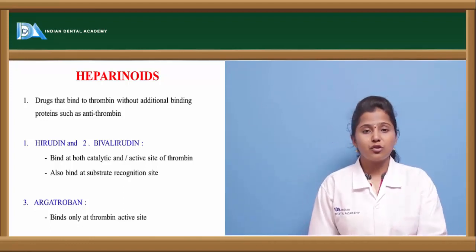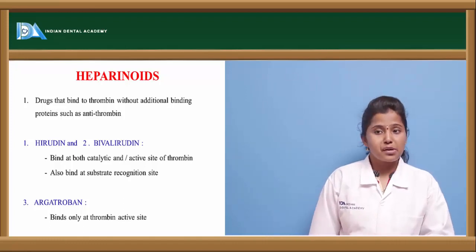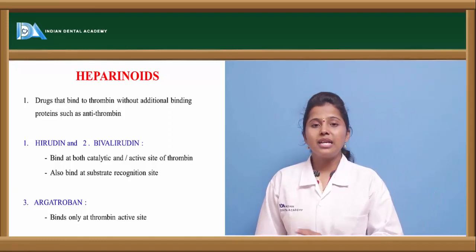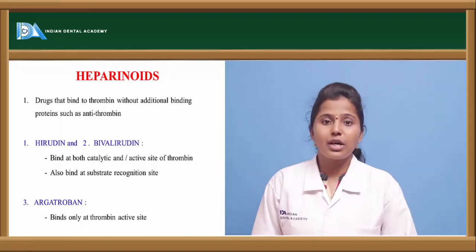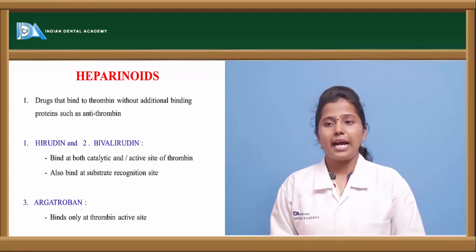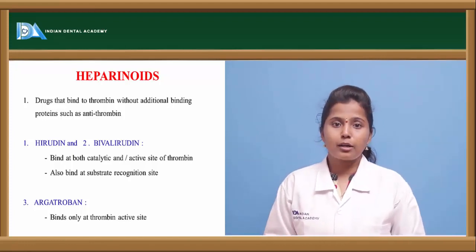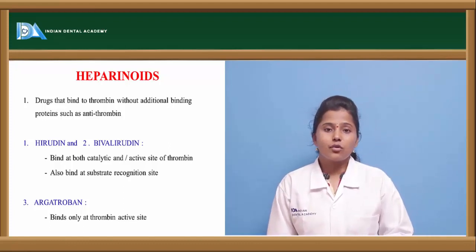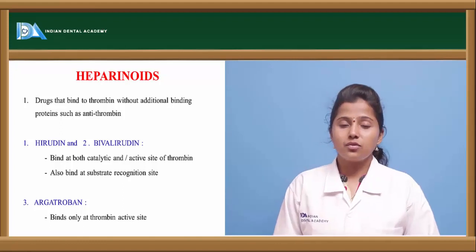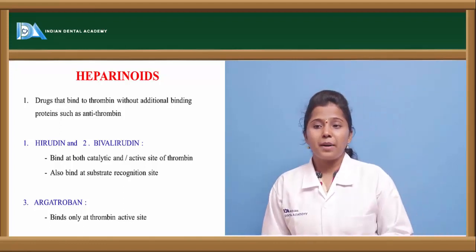Heparin binds with antithrombin 3 to form a heparin-antithrombin 3 complex, but heparinoids act without forming any complex with antithrombin. They directly act on the blood clotting factors, in the process of coagulation. Let us see what are the examples of the drugs which are used as heparinoids. One is hirudin and bivalirudin.